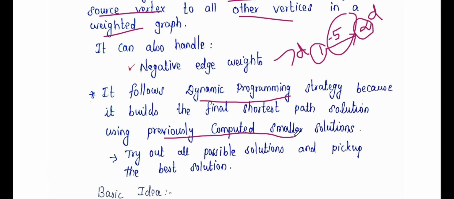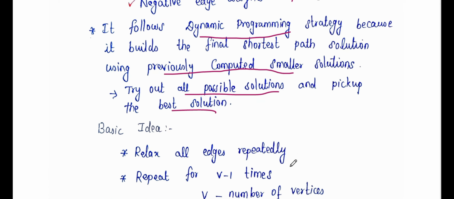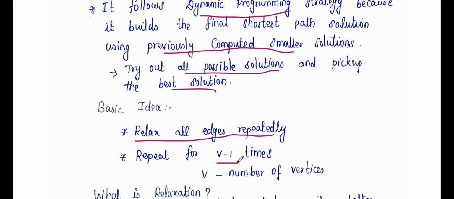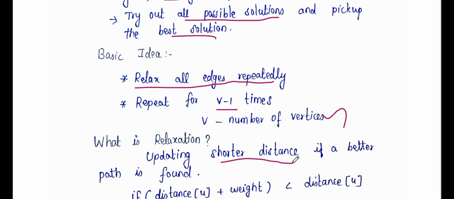Okay, so that is called dynamic programming, and we find all the possible solutions, then pick the best solution from all the possible solutions. That is also a dynamic programming concept. So the basic idea here is to relax all edges repeatedly. That is a very important concept in Bellman Ford, that is relaxation. So repeat V minus 1 times, where V is the number of vertices. What is relaxation? Updating a shorter distance if a better path is found, that is called relaxation.